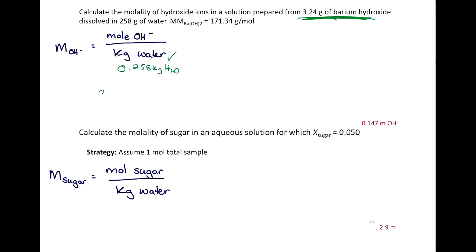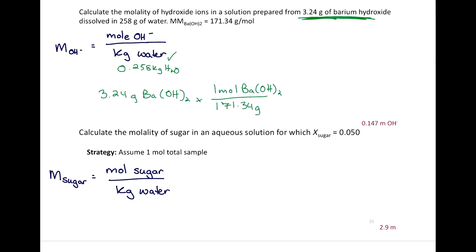So if we start with 3.24 grams of barium hydroxide, so barium hydroxide has 1 barium cation and 2 hydroxide anions because barium is a 2+ cation. We can go ahead and use the molar mass that's given, that barium hydroxide weighs 171.34 grams for every 1 mole of barium hydroxide. So, you know, we can calculate this. Is this answer going to be our numerator?